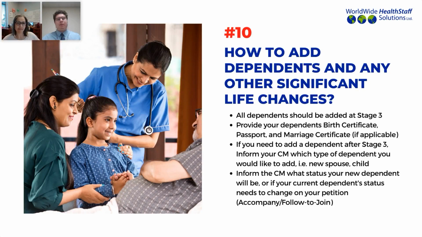Now, how to add a dependent? You're going to have to provide the birth certificate, your dependent's passport, and then if you're married, you're going to have to provide that marriage certificate. Now, these all have to be the original copies of those certificates and passports in order to be able to have your dependent added to your petition.